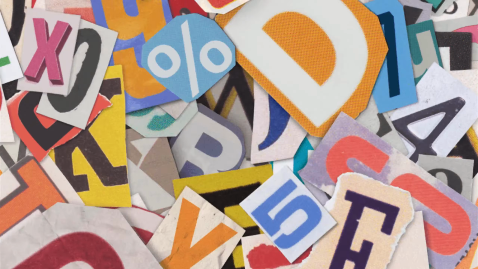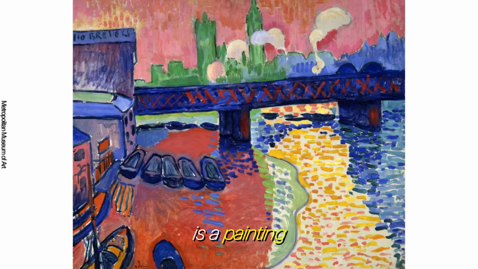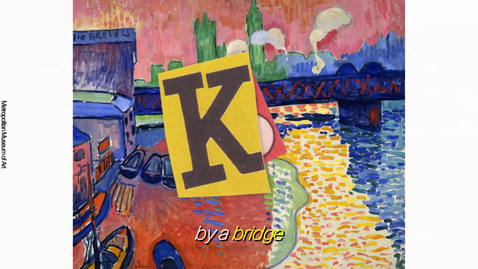Charing Cross Bridge is a painting by André Derain, painted in 1906. It was actually a commissioned painting depicting the Charing Cross Bridge in London, showing the separation of the industrialized city from the rural countryside by a bridge.